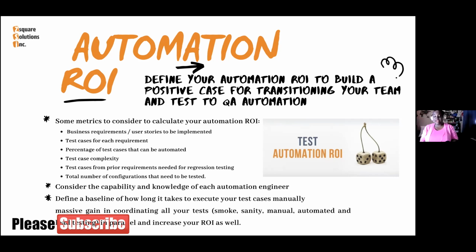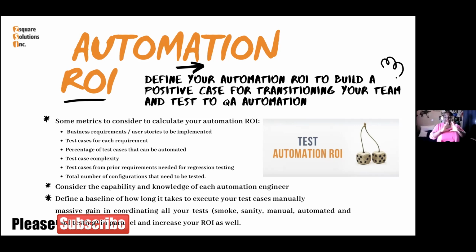Consider the capability and knowledge of each QA automation engineer in your team. In this presentation, I don't talk about training a lot because I'm not telling you about tools, but with tools come training. So consider the knowledge and training that you need to give your team, because what usually happens is we overlook that. We get excited about getting the tool, we get excited about starting to automate, and we forget about the human being that's going to do the job, and what training they need.